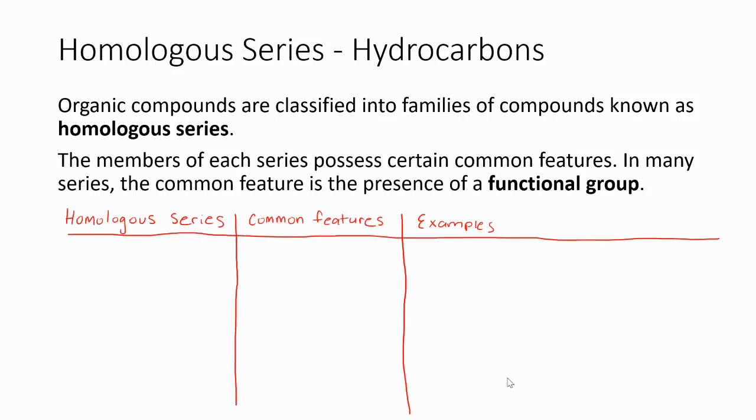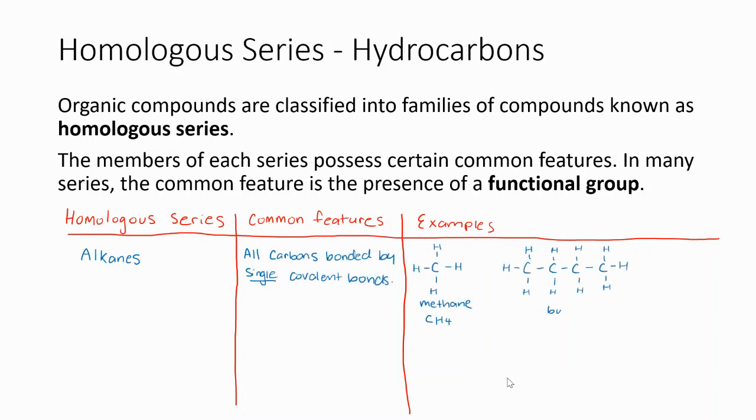Let's start by looking at the simplest homologous series. So the alkanes series or family contain hydrocarbons where all of the carbons are bonded by single covalent bonds. Only single bonds, no double, no triple, only single. So 2 examples here are methane and butane, with the formula CH4 and C4H10 respectively.